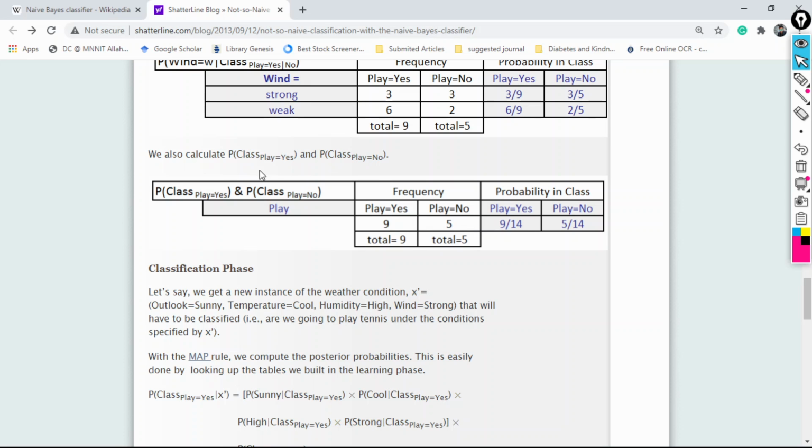Now let's see, before this part I already talked about how to calculate these values: the probability of C equal to yes and the probability of C equal to no. The same thing is used here. The probability of yes is 9 out of total 14 points, and no is 5 out of 14. So the probability of these classes is 9 by 14 and 5 by 14. Nothing fancy here.